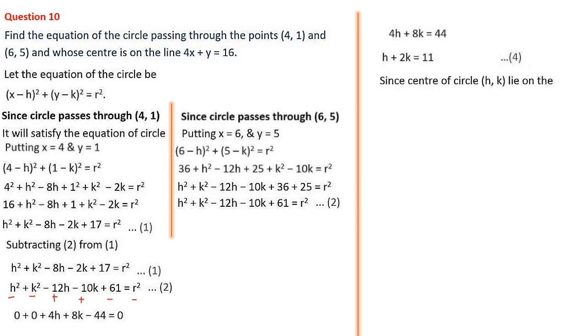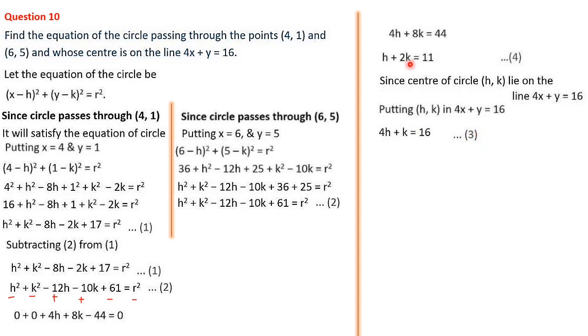Then we are going to take the third condition. Center is on the line 4x plus y is equal to 16. So center of the circle is h comma k. It is on the line 4x plus y is equal to 16. Then h comma k we can put into this equation, because this line is passing through the point h comma k, means h comma k will satisfy the equation. We can replace x with h and y with k. That means 4h plus k is equal to 16. This is equation number 3.